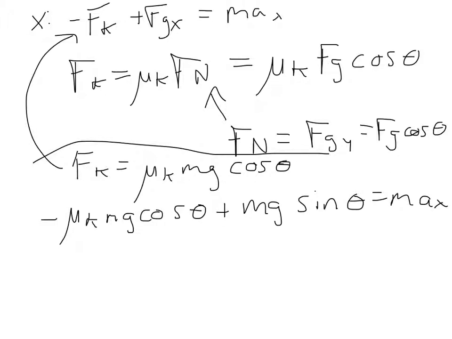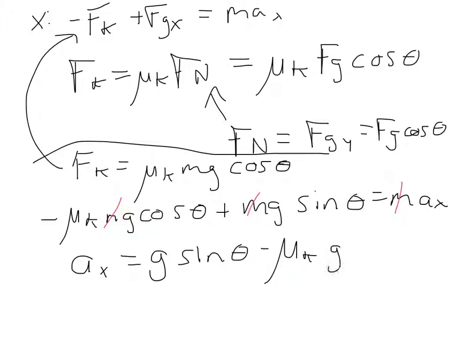Now I can cancel out the masses, and I end up with the equation we came up with in class, that acceleration in the x direction is equal to g sine theta minus mu sub k times g cosine theta. And if you happen to have 0 friction, that term would become 0, and you'd be back to g sine theta, which is the acceleration in the x direction without any friction.